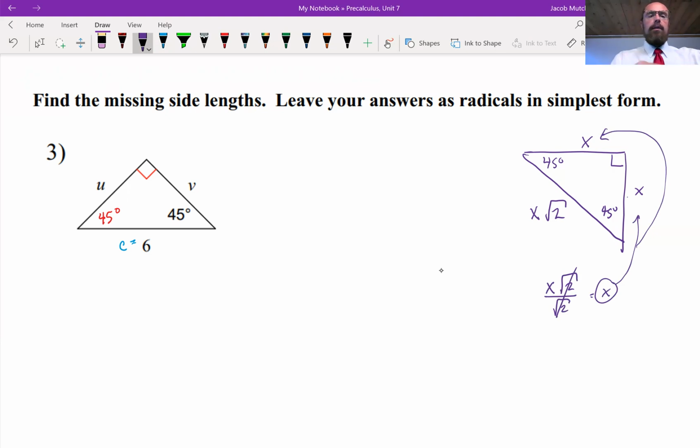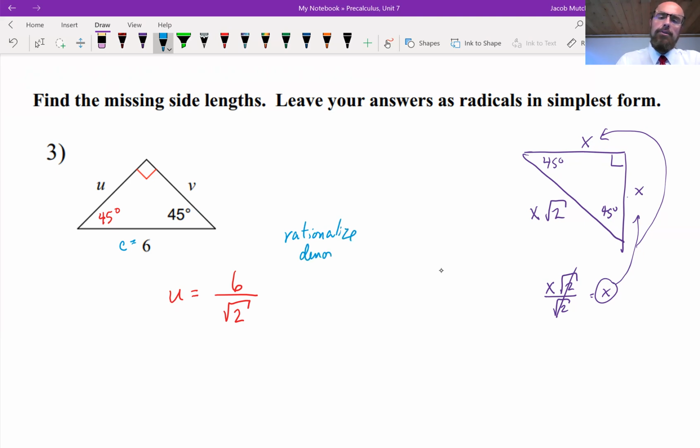So here I do have a hypotenuse length of 6. So to get u and v, they're the same. I just need to take 6 and divide it by the square root of 2. You can recall from a previous lesson, this arrangement's not acceptable mathematically because I'm trying to divide 6 by an irrational number. And so I do need to rationalize the denominator.